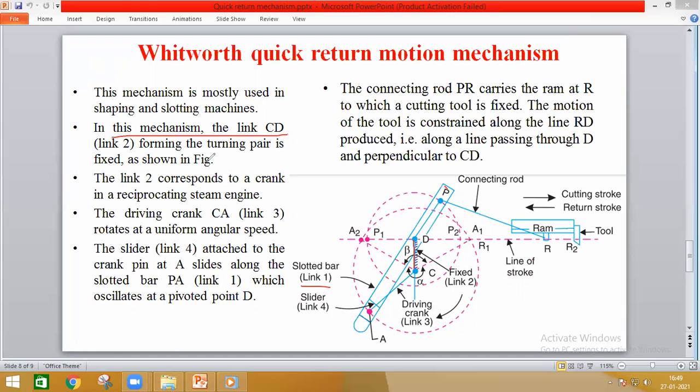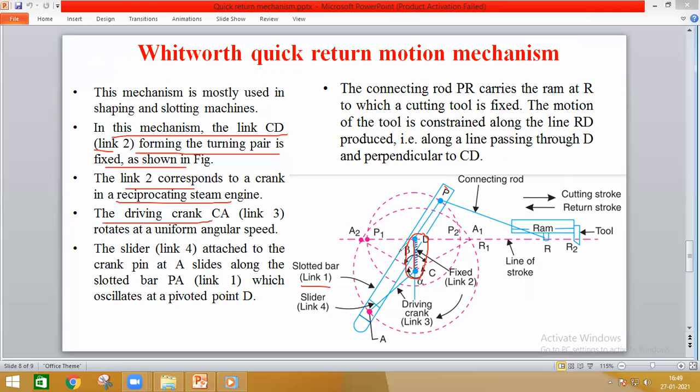So in this mechanism, the link CD, that is link number two, forming the turning pair, is fixed. Here CD makes a turning pair, and it is also a fixed one. So link 2 corresponds to the crank in a reciprocating steam engine, because this is an inversion of the single slider crank mechanism. If you compare this mechanism with the single slider crank mechanism, link number 2 is similar to the reciprocating steam engine crank.